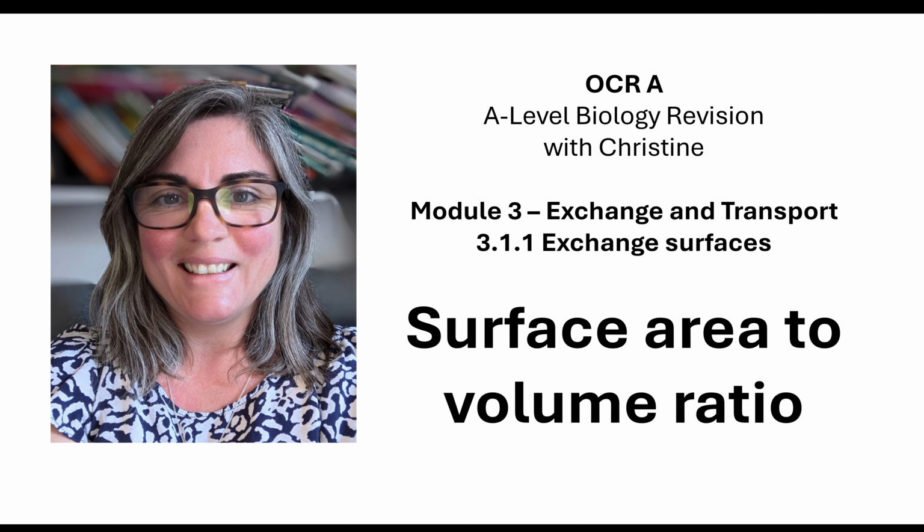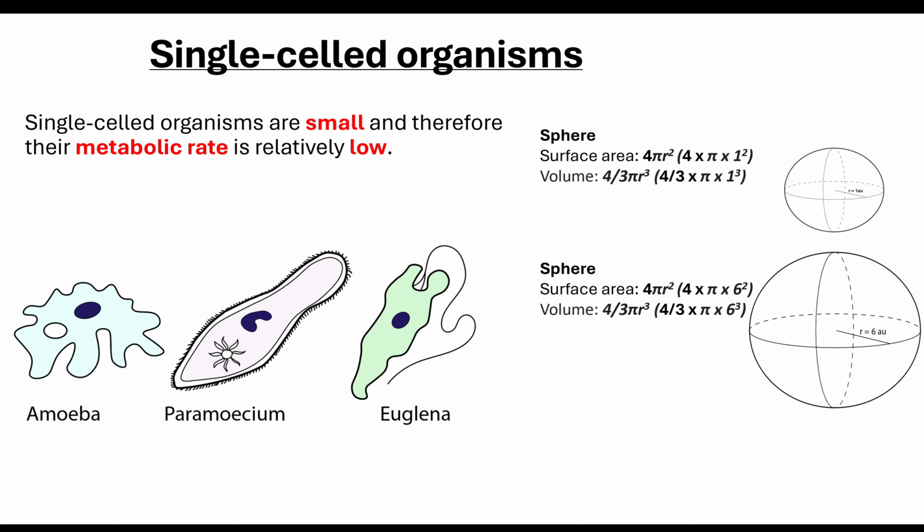So in today's lesson, I want to look at surface area to volume ratio. The first thing I want to talk about is single-celled organisms. Now, we know that single-celled organisms are small, and we know that they therefore have a relatively low metabolic rate. Remember, your metabolic rate is the sum of all the chemical reactions that happen within the cell.